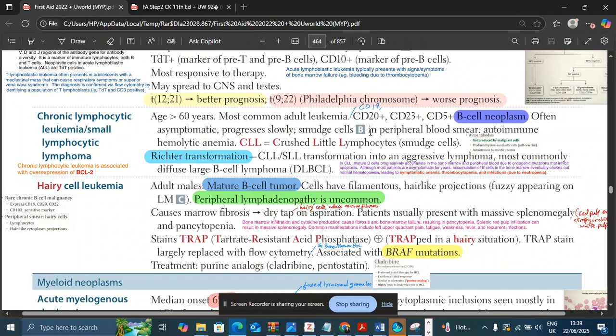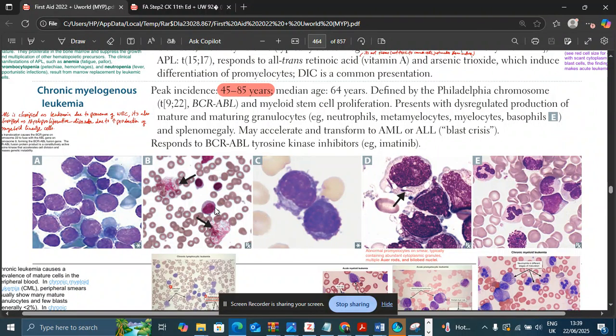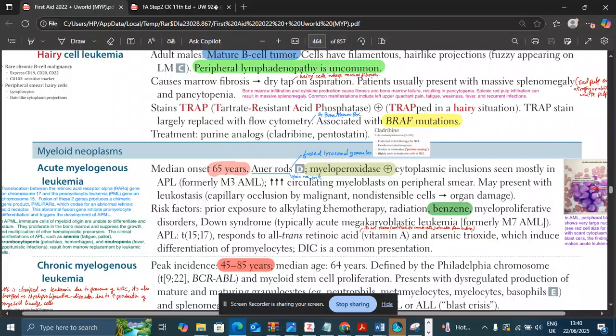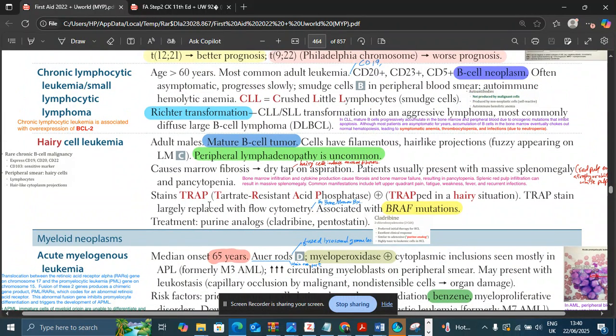Let me show you the image of smudge cells and hairy cells. These are the smudge cells. Look, these are the fragile leukemic cells, image B. And C is hairy cell. Look, these purple cells with projections. These are the projections. So these are the hairy cells. What we see in the smear are hairy cells, mononuclear cells with many cytoplasmic projections. These hairy cells are tartrate resistant acid phosphatase, or TRAP, positive.